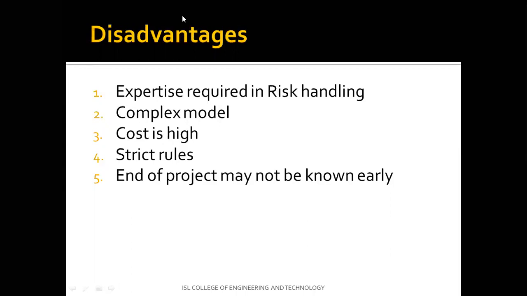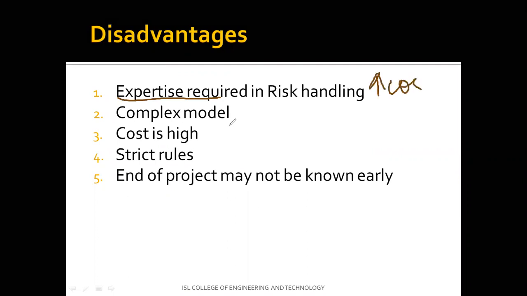Coming on to the disadvantages of the spiral model. Now, as this is a risk-driven software, expertise is required in risk handling. Common developers cannot do the risk handling. You want a few people of your team to do the training part, which is going to cost a lot, or else you're going to hire a few experts from different areas so that they can assist you in the project. That is again going to increase the cost.